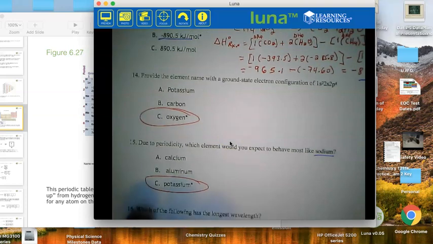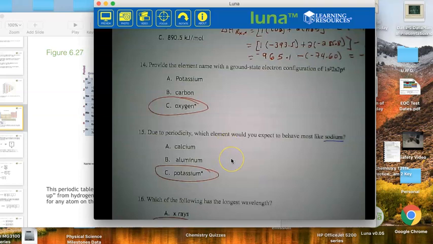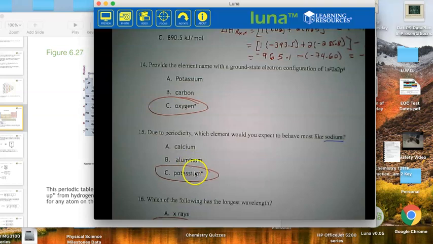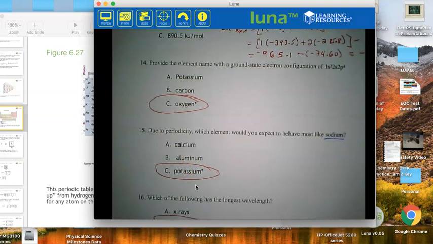Question number 15, due to periodicity, which element would you expect to behave most like sodium? If you look at the other answer choices, you have calcium, aluminum, and potassium. Here's calcium, here's sodium, here's aluminum, and here's potassium. The potassium, you notice, is in the same column, or the same group, as sodium. And so it would be similar in terms of chemical reactivity, in the same family. So it behaves the same, and potassium is the answer for that.